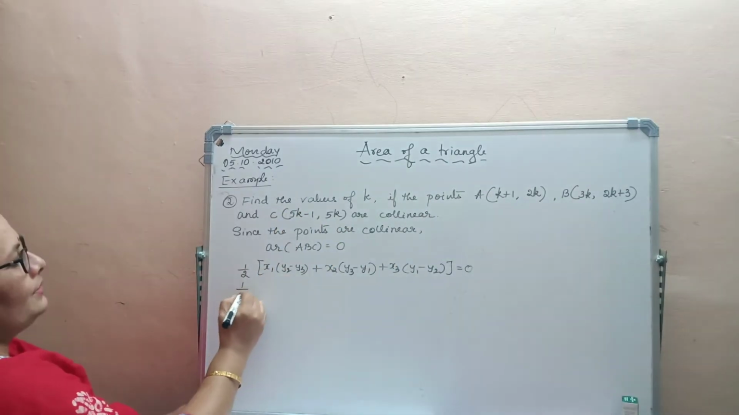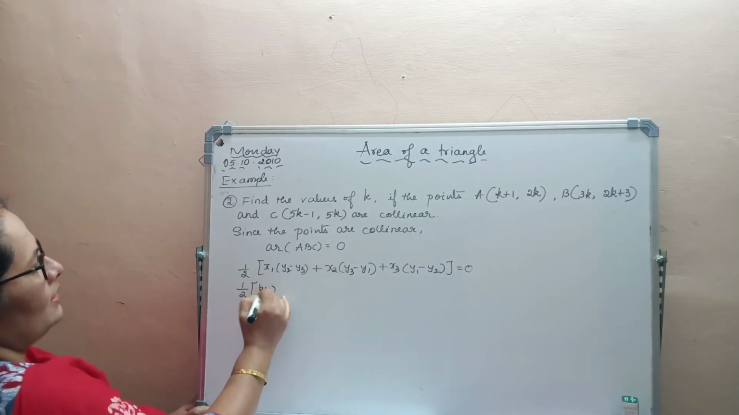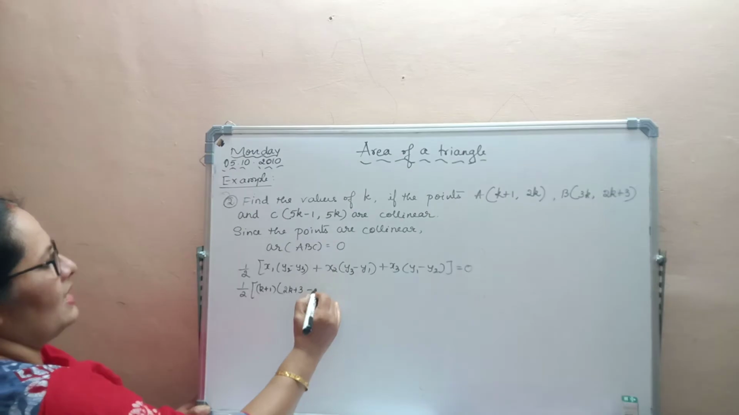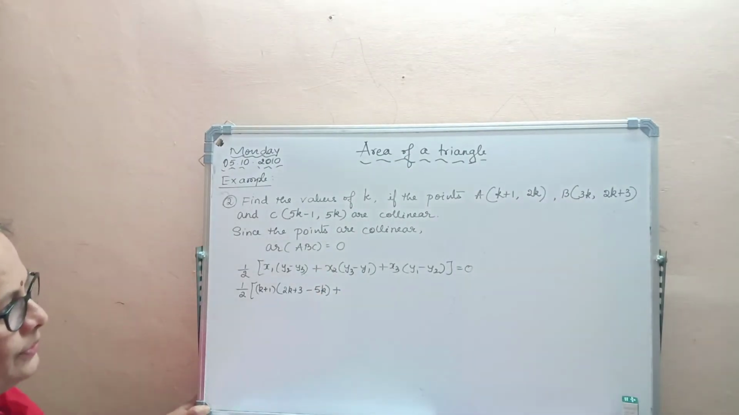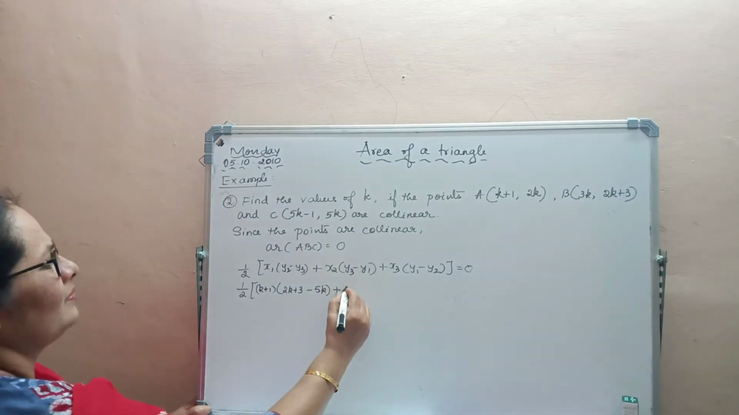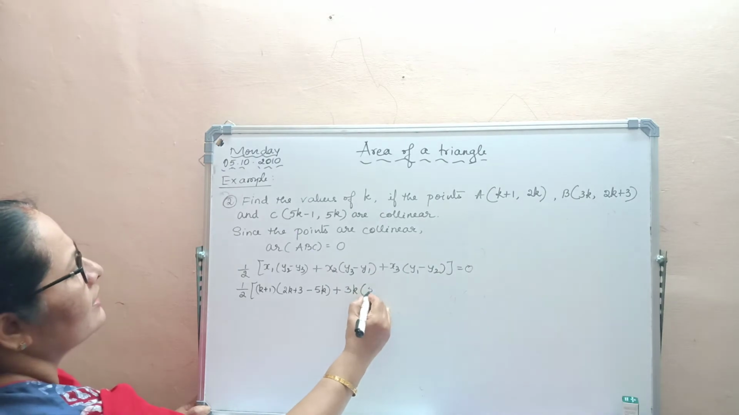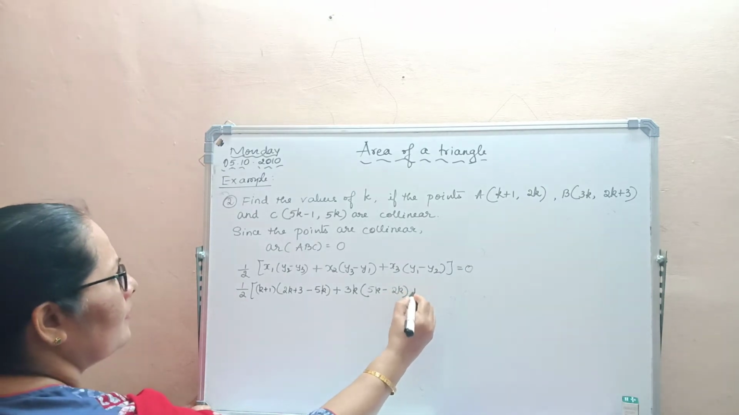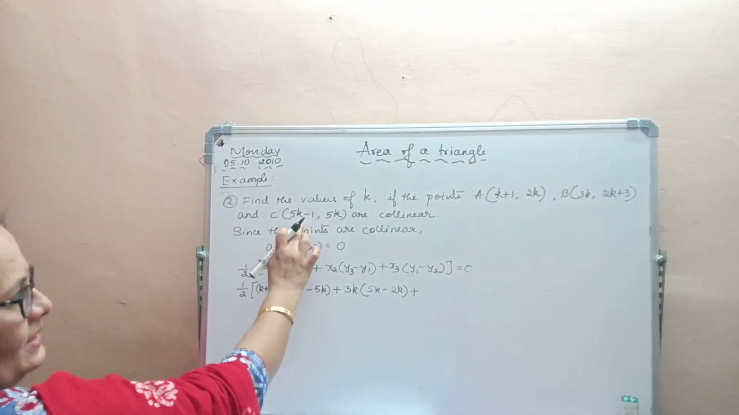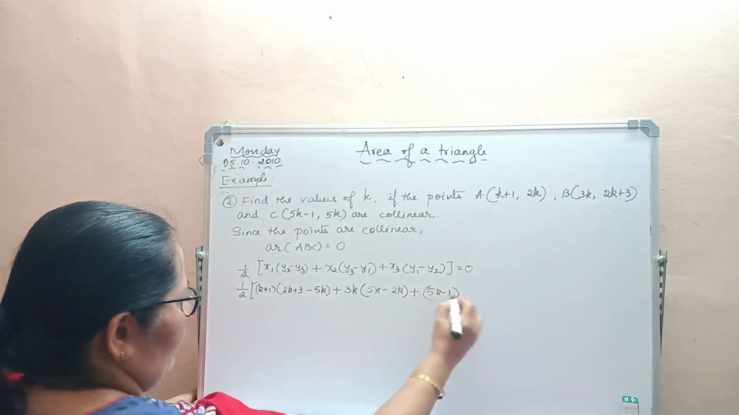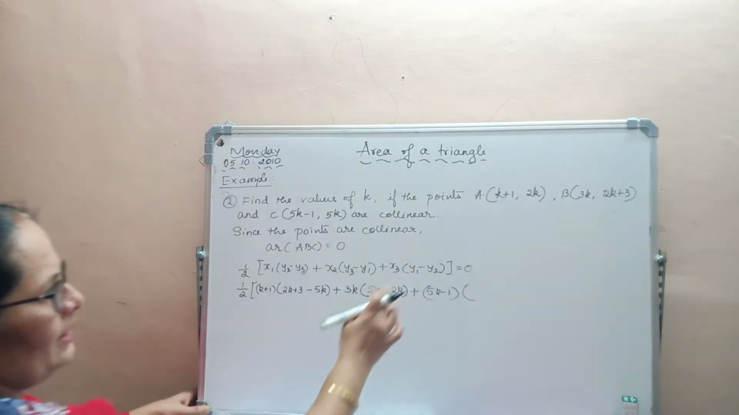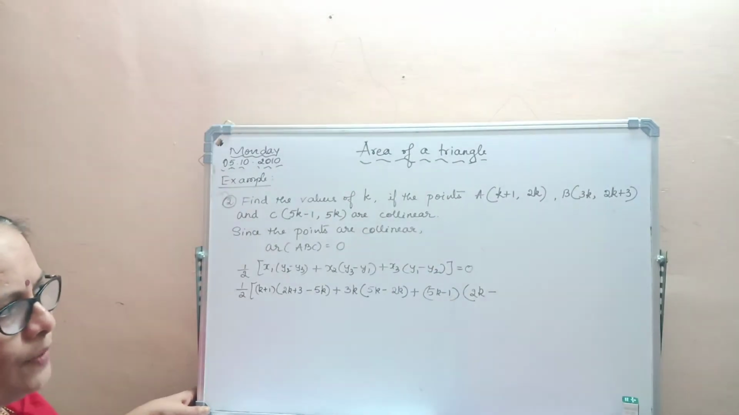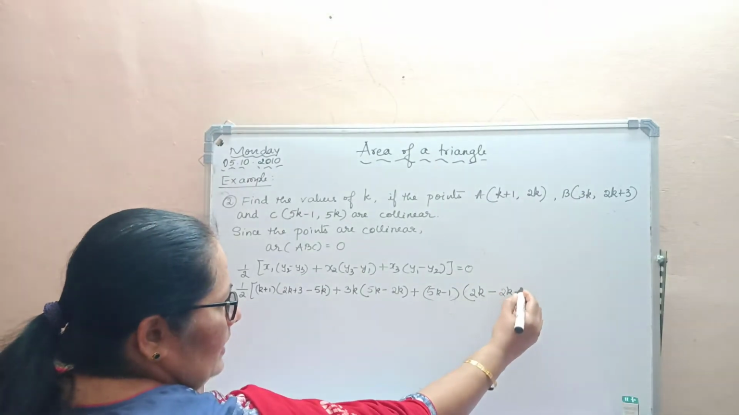Half into x1 is k plus 1 into (y2 minus y3), that is 2k plus 3 minus 5k, plus x2 is 3k into (y3 minus y1), that is 5k minus 2k, plus x3, see this, is 5k minus 1 into (y1 minus y2), that is 2k minus (2k plus 3), which is minus 2k minus 3.